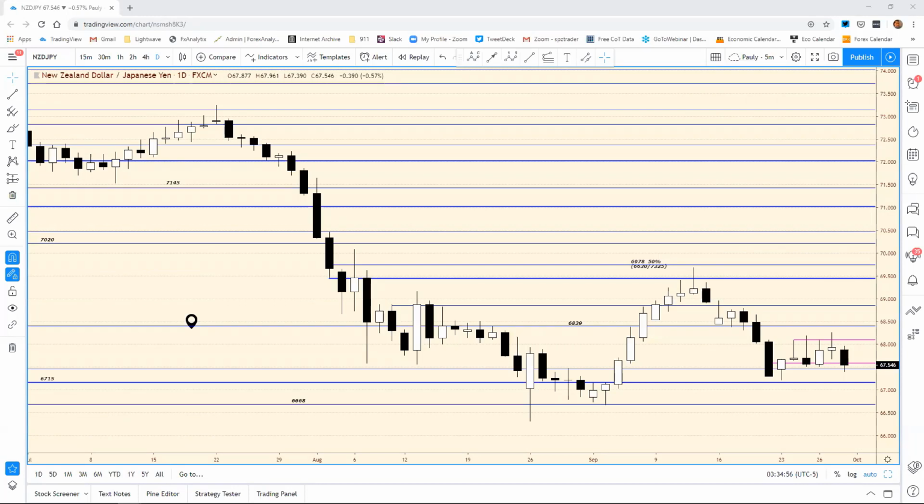So the Kiwi yen is attempting to put in a bottom, but needs to secure a daily close above 68.10 for starters. Additional key resistance is 68.86. Bulls need to defend 67.44 on a daily close to avoid a slide back to 66.83.